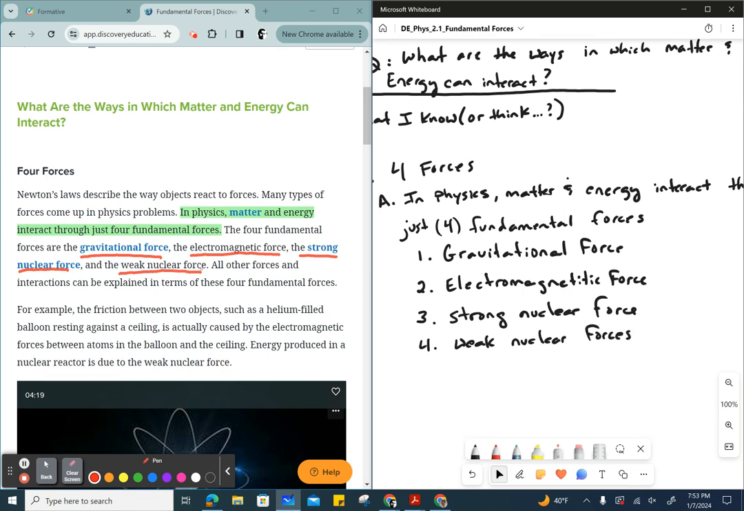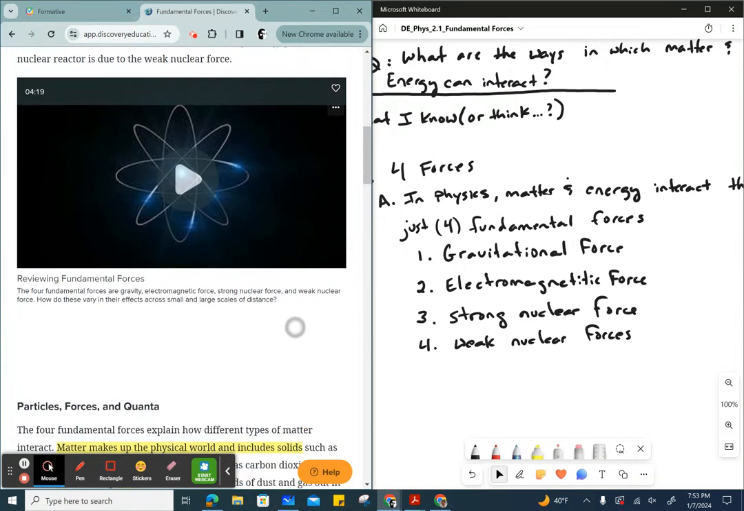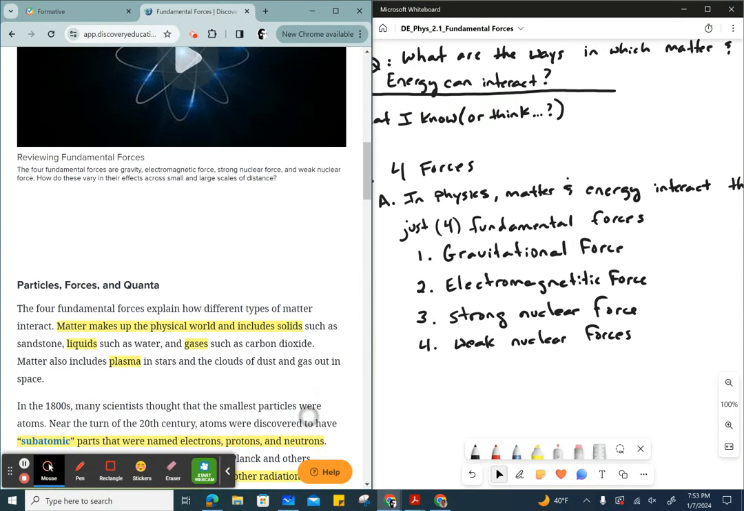As you look into the second paragraph here, they give an example of friction. They talk about a balloon resting on a ceiling or even a wall. Why is it that balloons might stick to a wall if you rub them in your hair? What makes them stick? It talks about electromagnetic force being at play there. Make sure you watch the videos. And again, this is an overview.